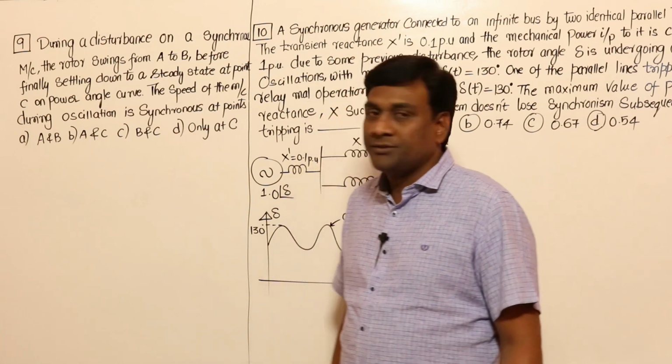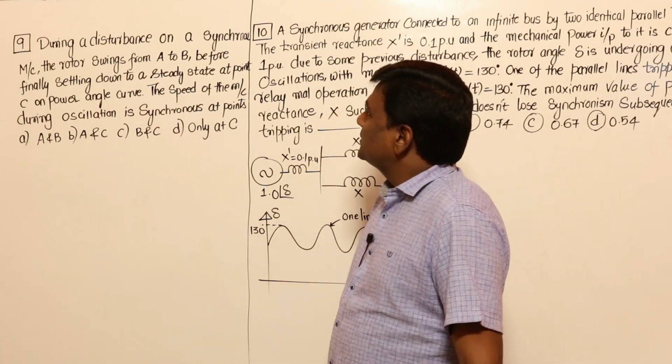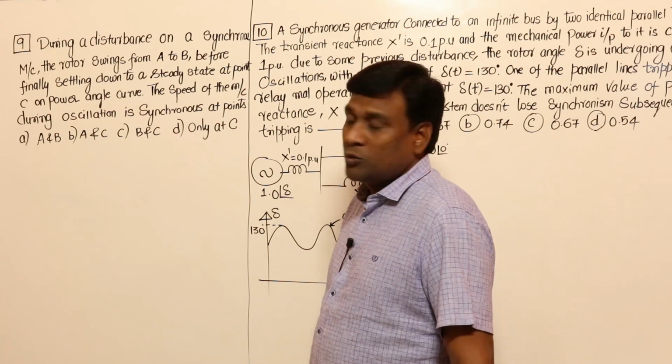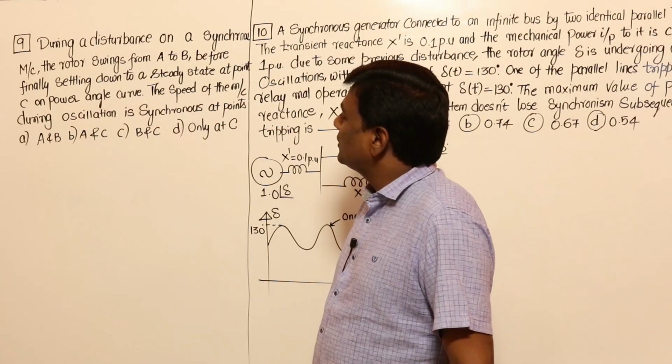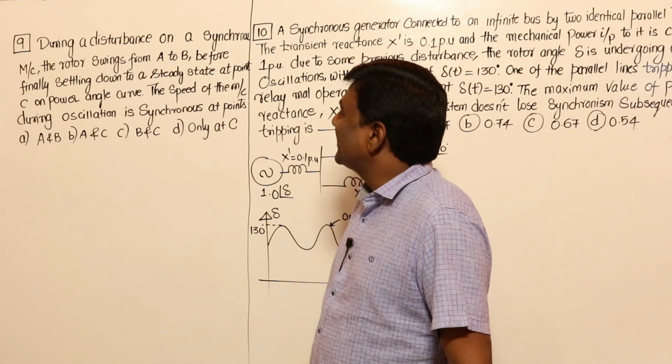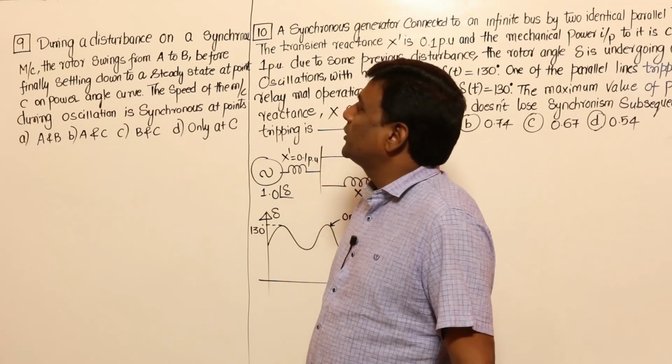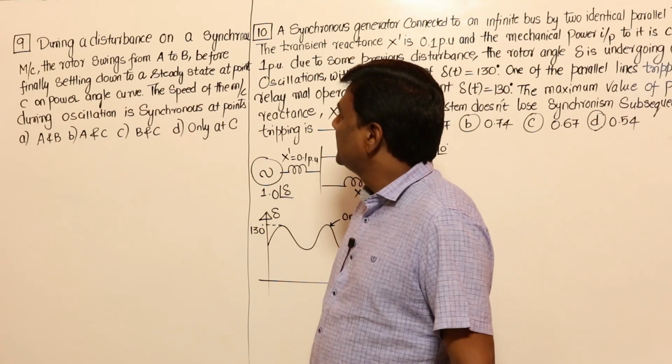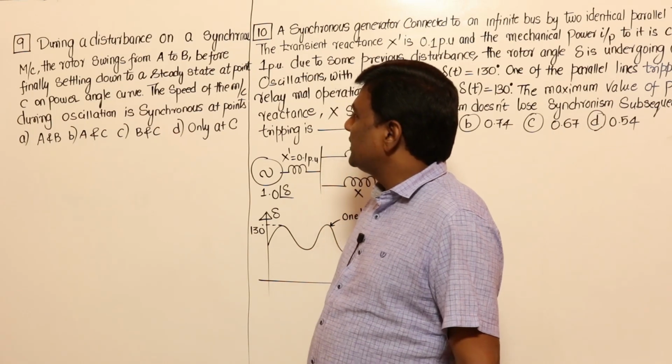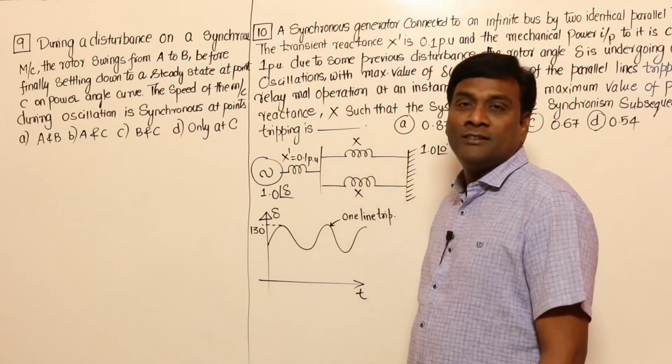Let us see these questions. These are all old GATE questions only. During a disturbance in a synchronous machine, the rotor swings from A to B before finally settling down to a steady state at point C on the power angle curve. The speed of the machine during oscillation is synchronous at which points?